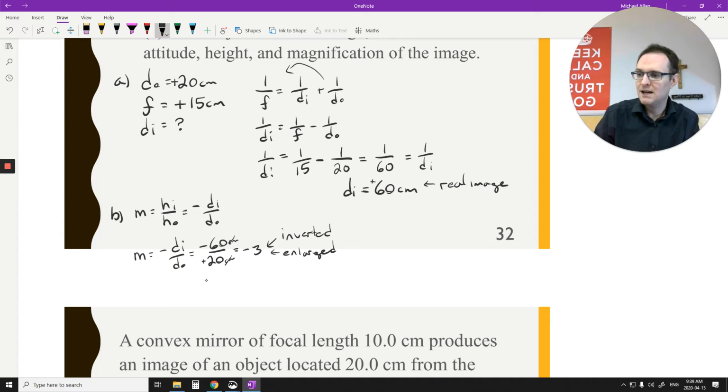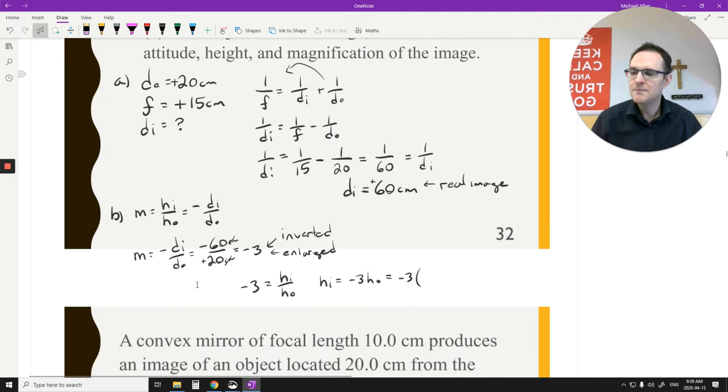Okay. It doesn't tell me the height of the image, so I'm going to use this negative 3 now. In this part of the formula, HI over HO, I just rearrange this for HI. So negative 3 times HO. Negative 3 times, I think it said 5 centimeters there. Yeah, 5 centimeters. So I get a height of negative 15 centimeters.